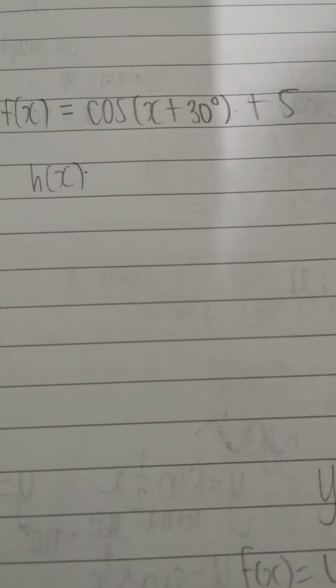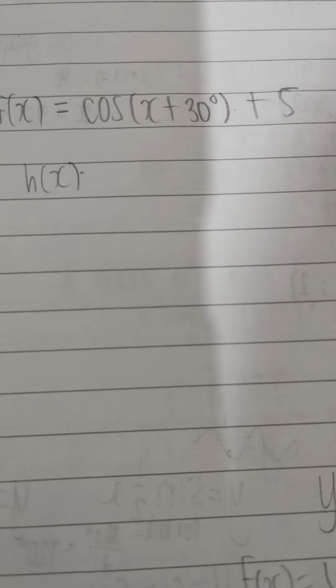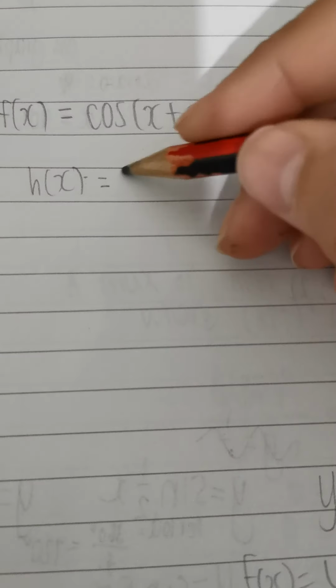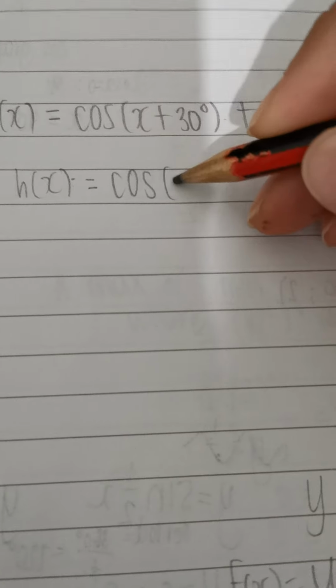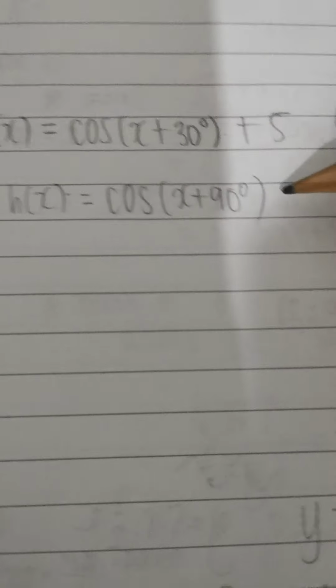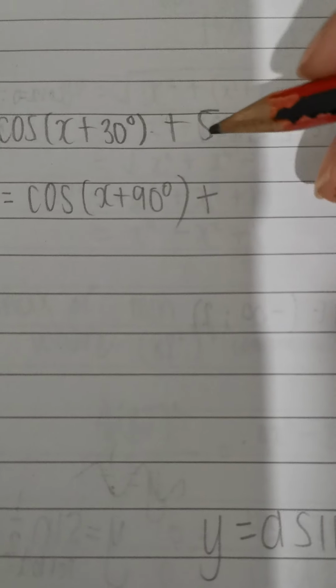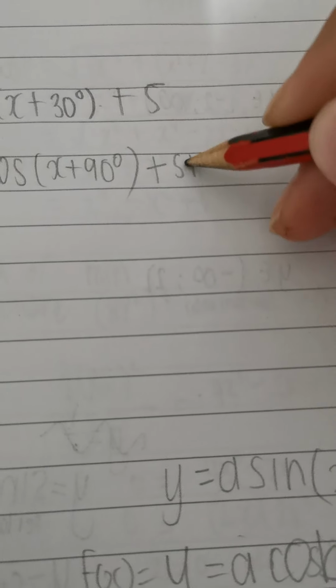So you need to rewrite your graph of f of x and make it h of x with the new adjustment. So I said it was, wait, let me think. I said it was 60 degrees to the right. So that means this here is now going to become cos of x plus 90 degrees. And I think I said 2 units up, or whatever it was. You'd say 5 plus 2.